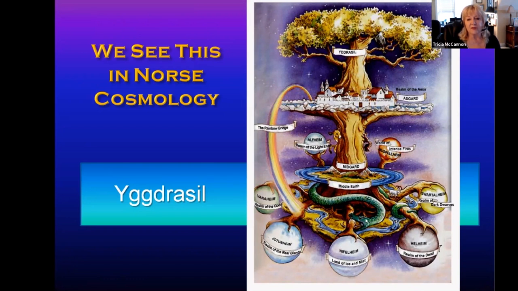Now notice that there's this serpent. In the Norse cosmology or mythology, whatever we want to call it, they believe that when this serpent bites through the root that supports all of this, basically Armageddon will take place, and they call that Ragnarok. So it's like, hey, the end days.